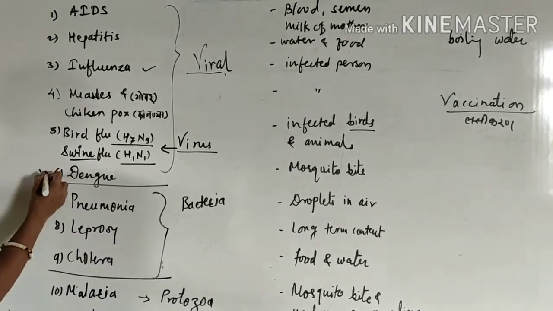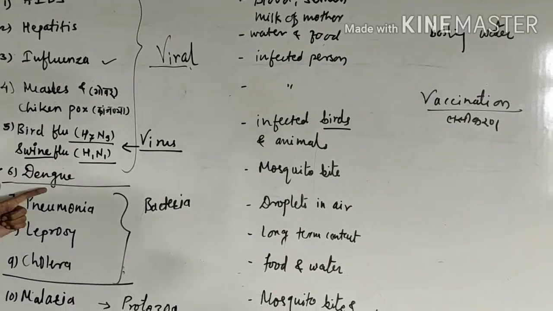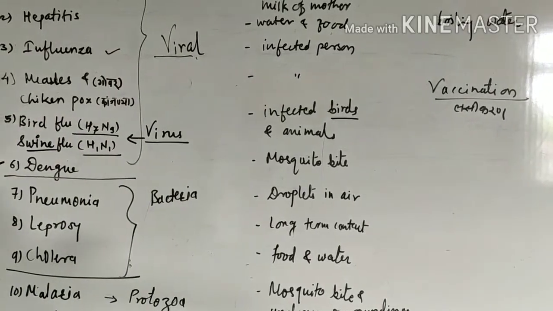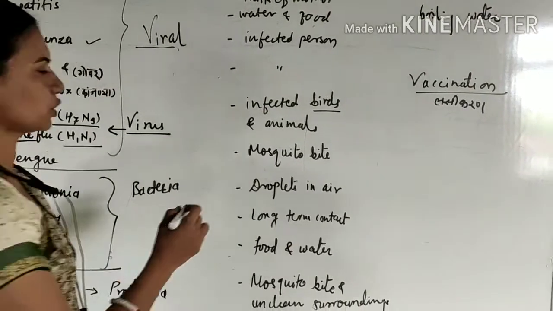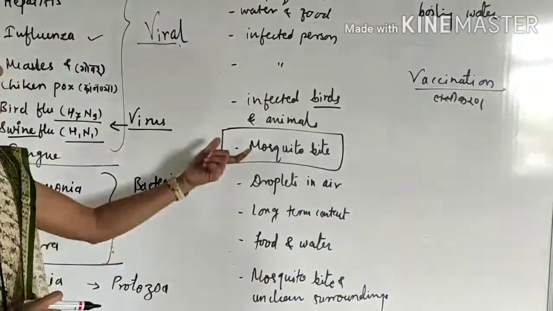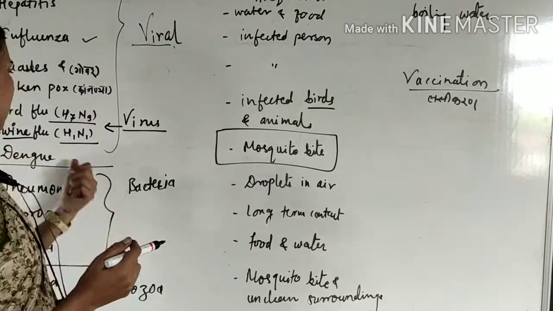Then next disease is the dengue. Dengue is also one type of viral disease, and the mode of infection is bite of mosquito. This mosquito bite is very important. In next time we will study in detail about this dengue.